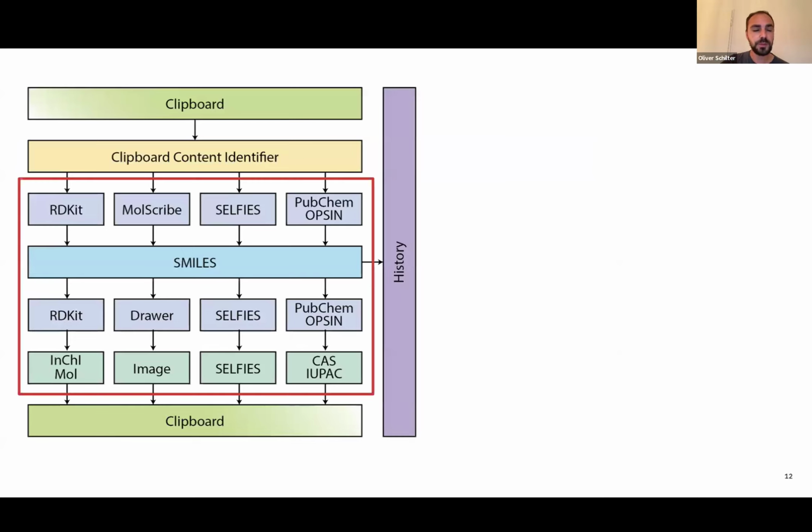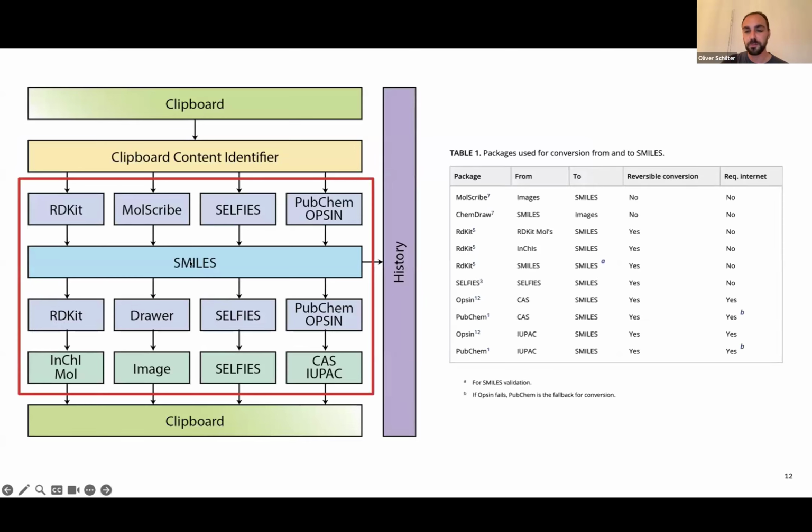Then after we identify the content, we use the library of choice to translate it into SMILES. For this, again, for the images we use MolScribe, for the others like InChI, SMILES, and molfiles, we use RDKit. For SELFIES, we use the selfies package. And for CAS numbers and IUPAC names, we use first OPSIN, and if OPSIN fails, we use PubChem, which is the external API. The order is done because OPSIN is generally way faster in calling, so from a user perspective, it's the fastest conversion.